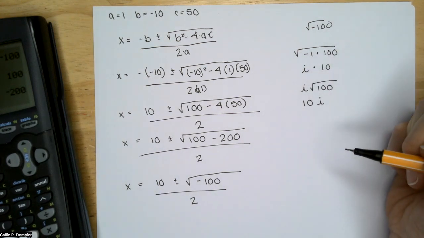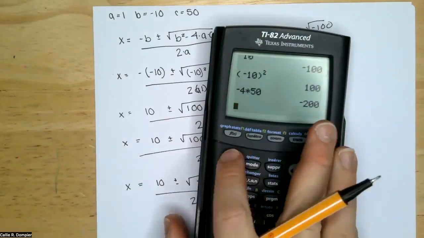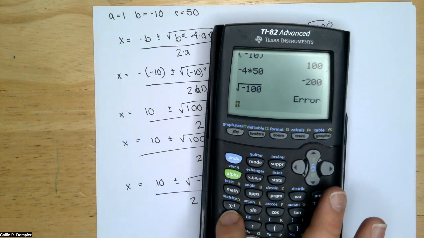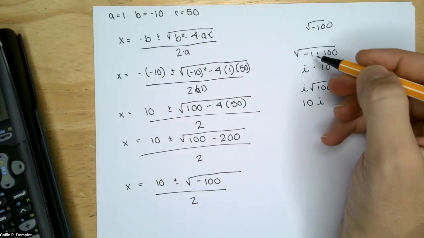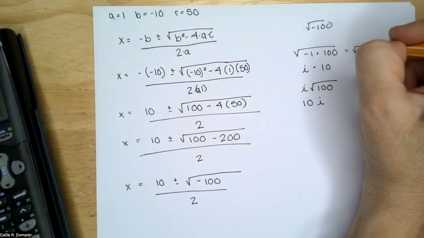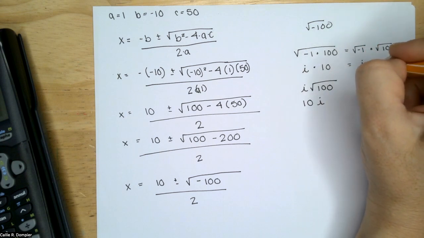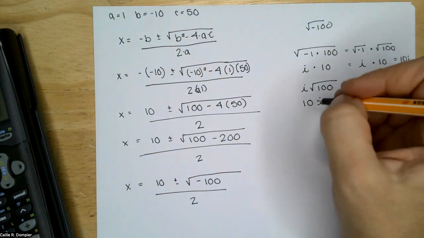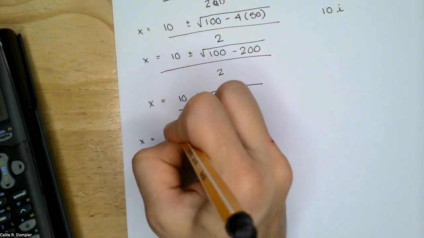This always becomes this. And that's how we don't just quit after the square root of a negative number, because that's always going to be an error in your calculator. It's a non-real number. The square root of 100 is 10. And then the square root of negative 1 is I. And the I always goes behind the number. Good.